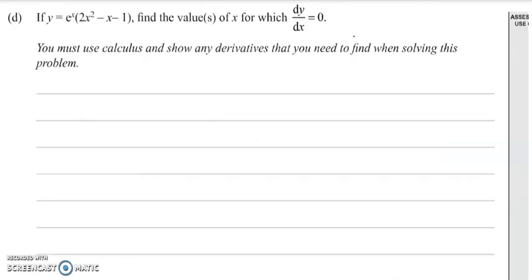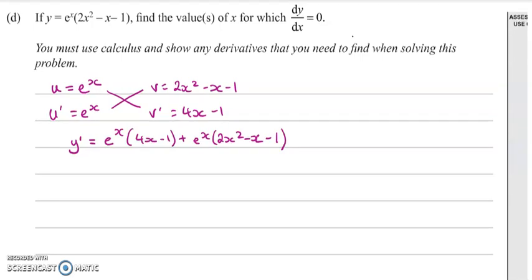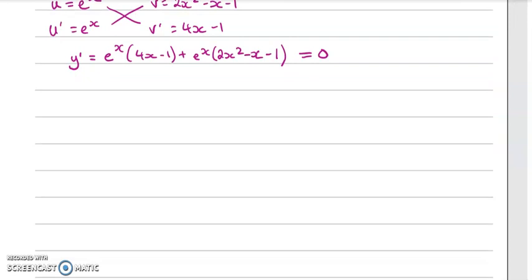And part D is asking us to differentiate this expression, which is going to take a bit of product rule. So we differentiate each of those parts as u and v, and then put them together to work out the derivative of y using the product rule. So we're going to cross multiply across these two things, like so. And then we need to find the values of x for which dy by dx equals 0. So set this equal to 0, and let's go do some solving.